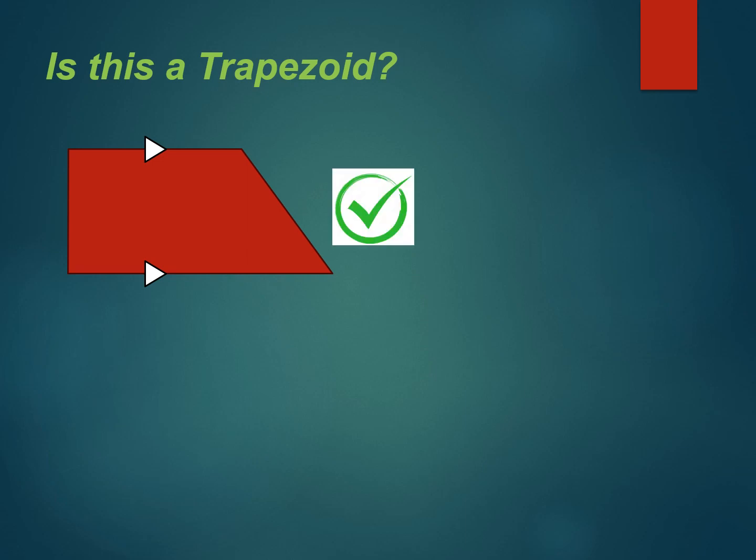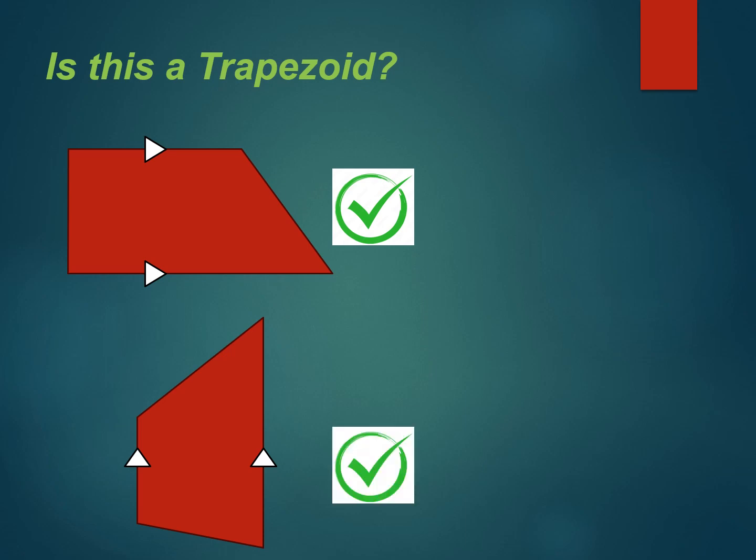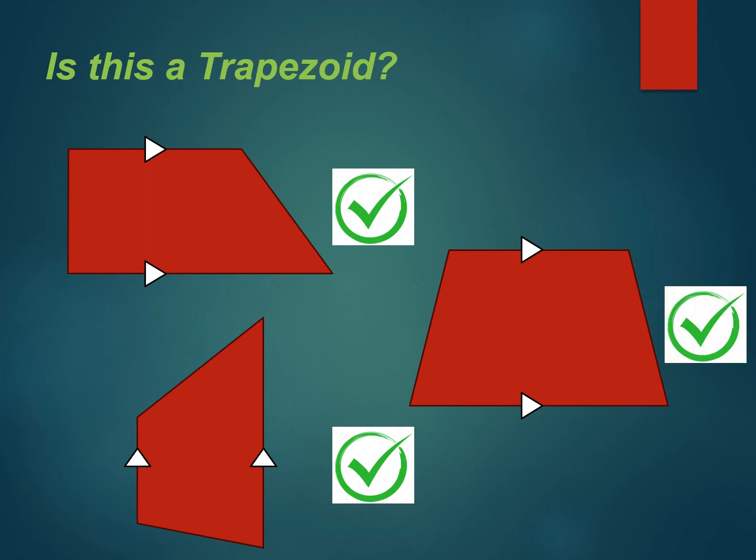Yes, it is a trapezoid. How about this next one? Yes, it is still a trapezoid. Very good. Next, yes or no? Yes, this one is also a trapezoid. So what is the definition of a trapezoid?